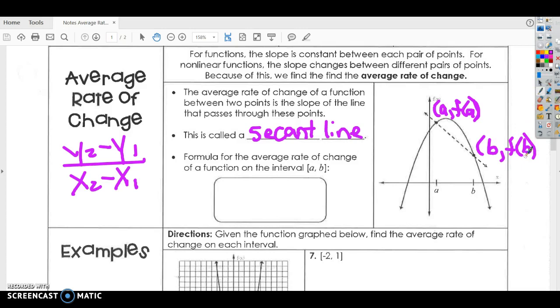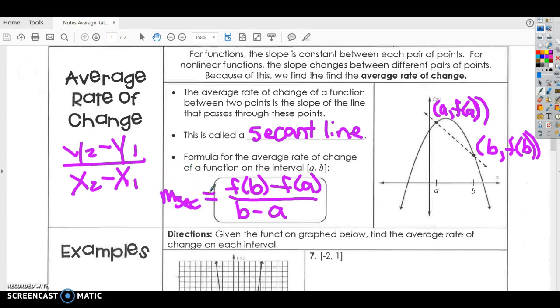So if I look at that as an ordered pair, then to represent that in the same format as slope, we're going to have our y value minus our y value. So that would be f of B minus f of A over B minus A. Okay? Don't let the formula throw you off. That's just the slope of that secant line. That is essentially the same thing as y2 minus y1, because that's our y minus our y, over x2 minus x1.